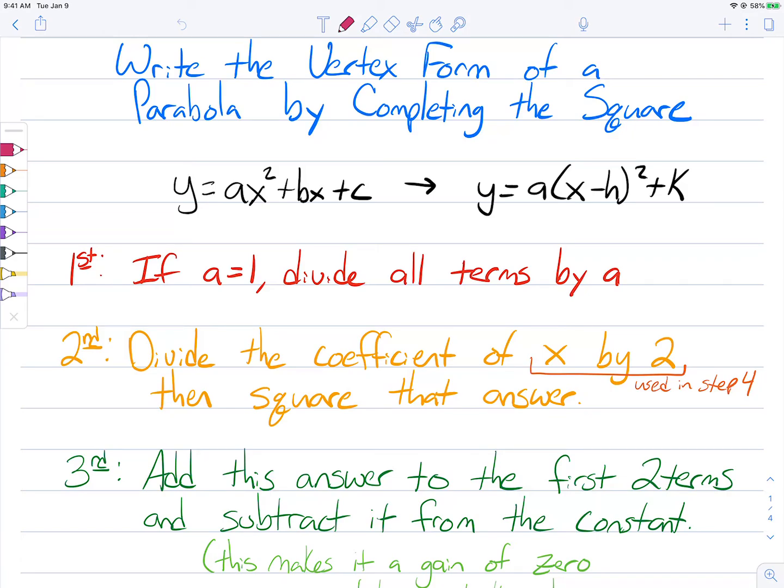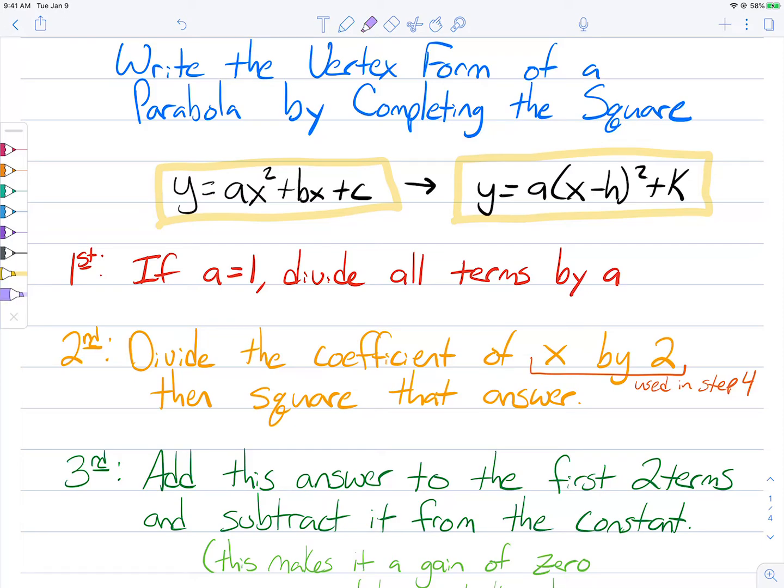Writing the vertex form of a parabola by completing the square. So we're going to use our completing the square skills to actually help us eventually graph a parabola. What we're going to do is take an equation that is in y equals ax squared plus bx plus c form, and rewrite it in our vertex form, y equals a parentheses x minus h squared plus k.